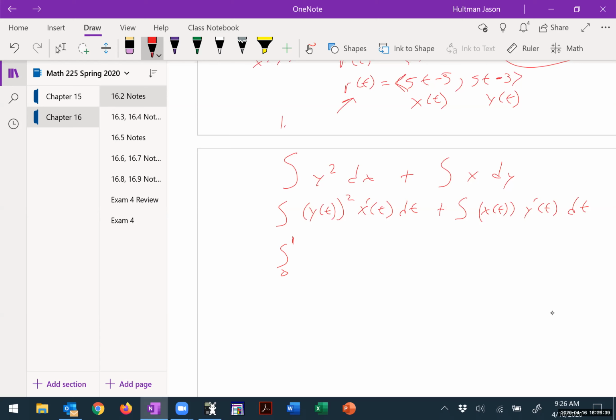And t is going from 0 to 1. And again, you can convince yourself of that by plugging in to the vector, right? These endpoints. Plug in 0. Well, what's 5 times 0 minus 5? That's just negative 5. What's 5 times 0 minus 3? That's negative 3. That gives me my first vector, negative 5, negative 3. That gives me my starting point.